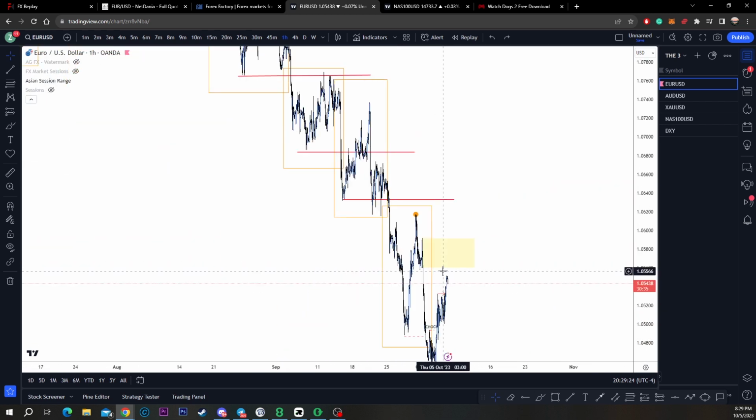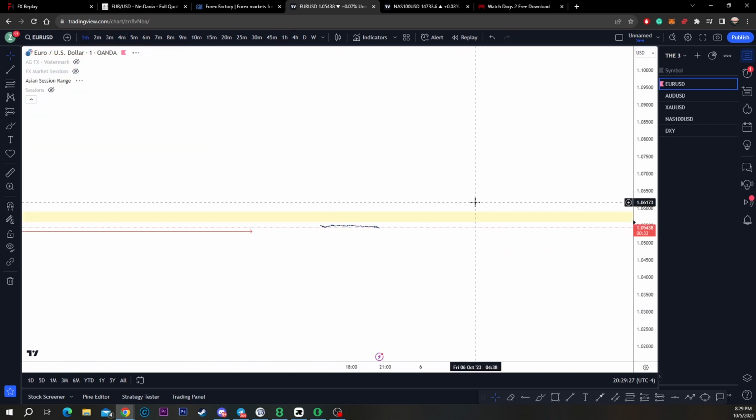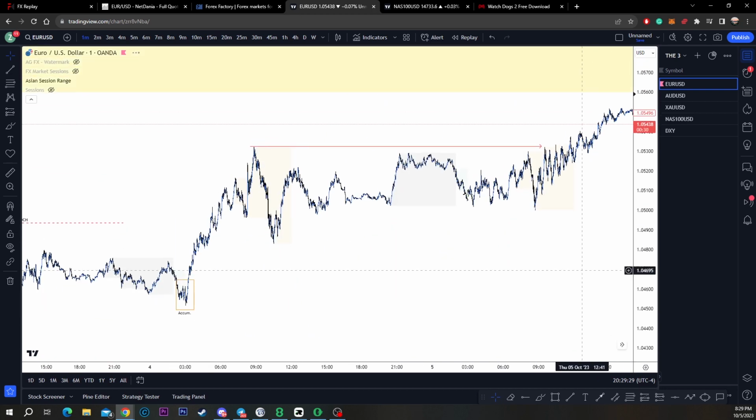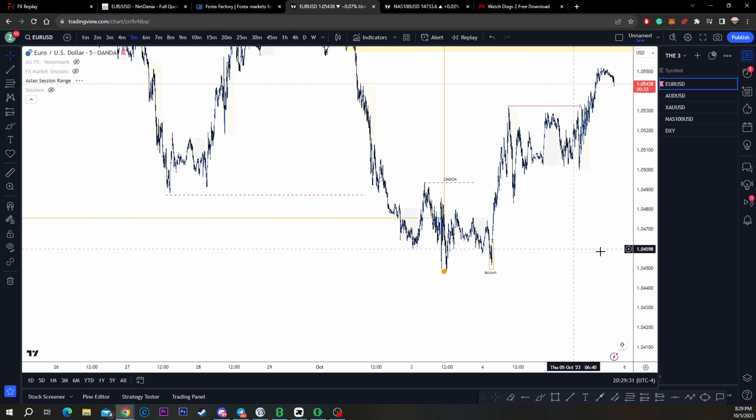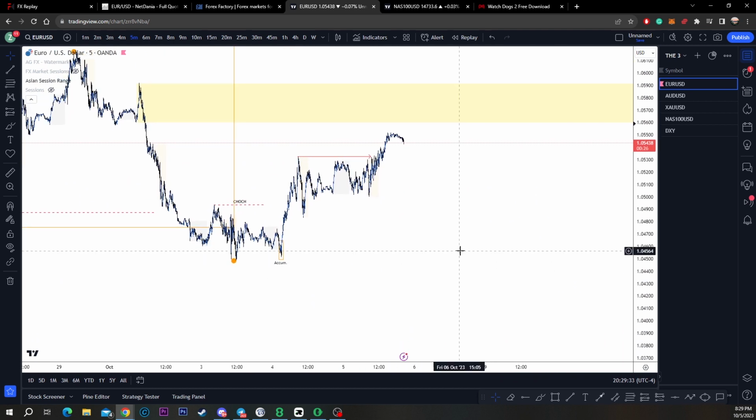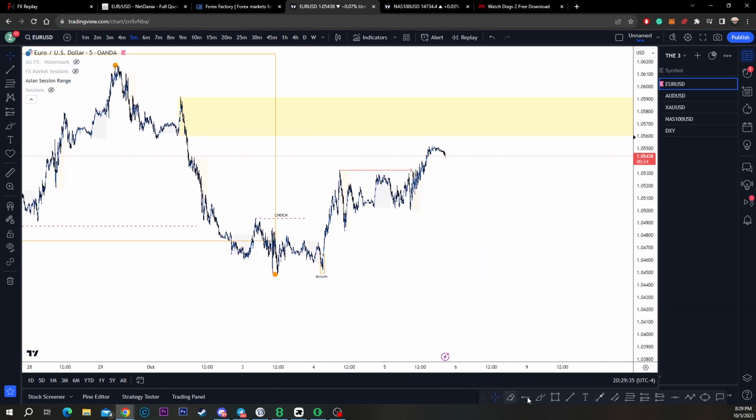Let me show you guys something. This is live markets right now. So what's going on in the lower time frame, guys? What I just showed you guys: the market is at discounted pricing.